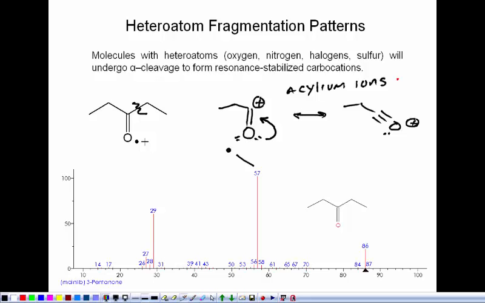If you look at the 3-pentanone here, there's nothing exciting about this. You've got your molecular ion, you've got your 57 peak, which corresponds to that fragment with 3 carbons and an oxygen, and then you've got your 29 for the cleavage the other way. So really, those are the only patterns that occur. And the reason they're the only ones that occur is simply because you get that resonance stabilized carbocation.